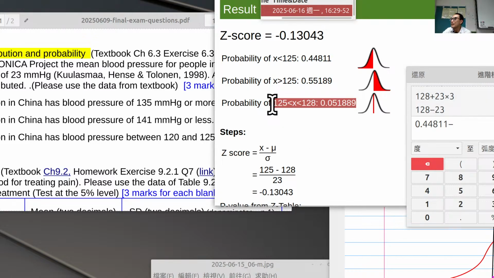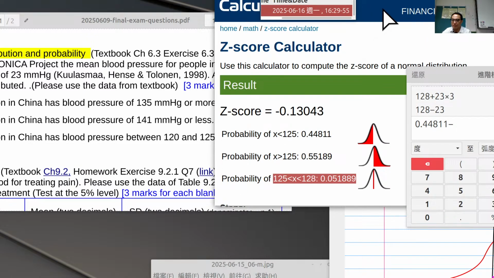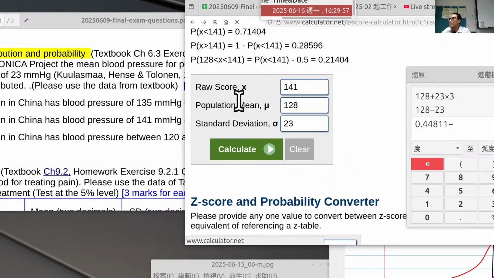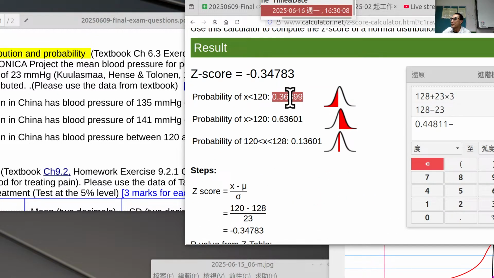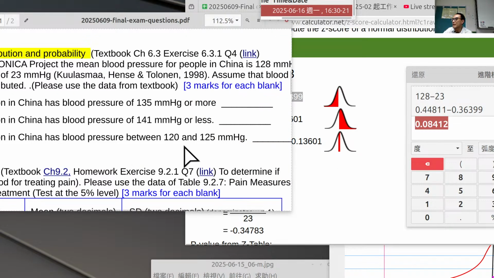Minus another one. The area is here. And the first area minus the second area, we got the answer here. So the third answer is here. Between 120 and 125, the probability is 0.08412.